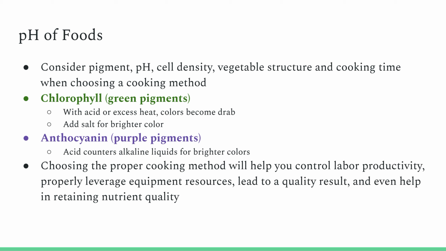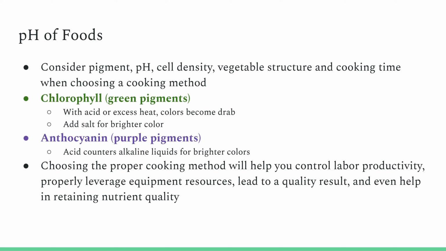So, if you're working with any vegetable that has a lot of chlorophyll in it, that's anything that's green, with acid or excessive heat, the colors become drab, and I'm sure everyone's noticed this. If you add cilantro to hot rice, it turns a browny, murky color. But if you add salt to, say, some blanching water for broccoli, that actually tends to make for a brighter color. And if you want a pro tip, if you are blanching and then shocking your broccoli, also salt that water. It helps with the flavor too.